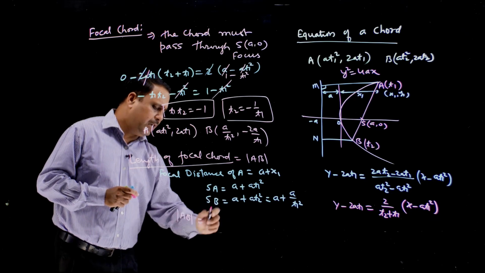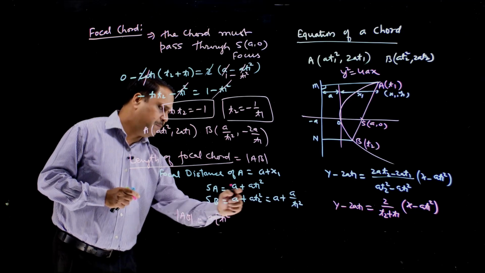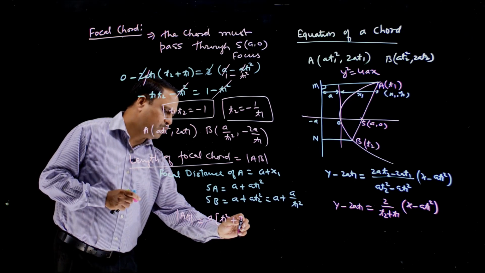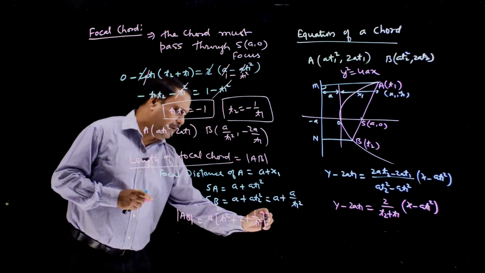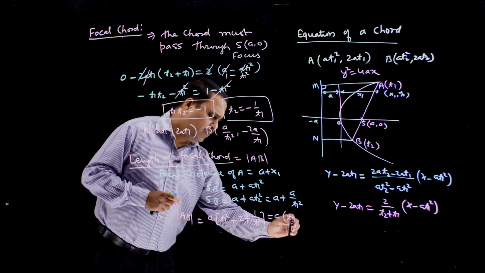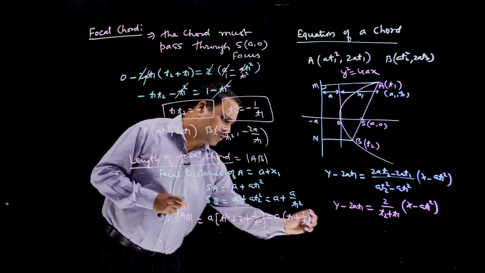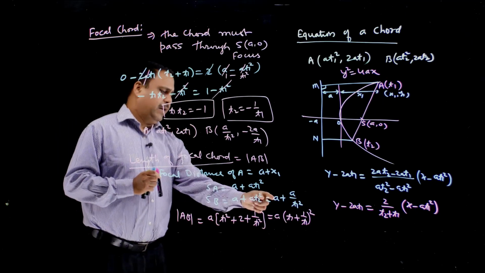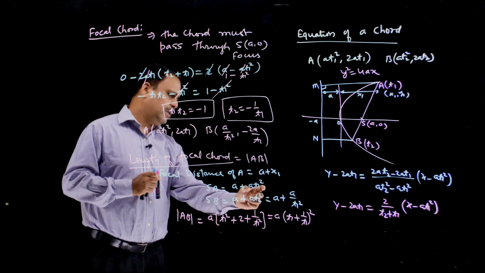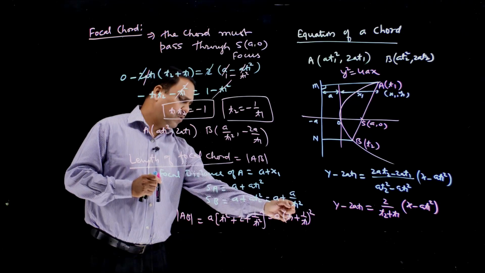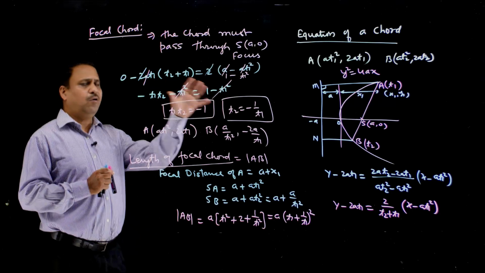A T1 square. So A I am taking outside. This will be T1 square plus 1 upon T1 square plus 2. And this we can write as A into T1 plus 1 upon T1 whole square. When I am adding both, A plus A is 2A, A is outside, so this is 2A. A is common from here, so what is left? T1 square plus 1 upon T1 square plus 2, and this is T plus 1 upon T whole square. So this gives me length of focal chord.